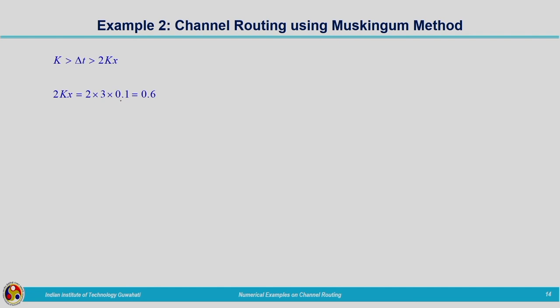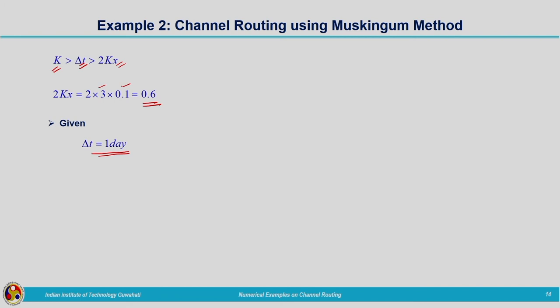2KX is 2 into 3 into 0.1, that is coming out to be 0.6. K value is 3 and X is 0.1. And we have been given the value of delta T is equal to 1 day. Here 2KX is 0.6 days. So, delta T is in between K and 2KX. Delta T is 1 day, K is 3 days and 2KX is 0.6. So, 1 day for delta T is a suitable value which can be used for solving the equation.